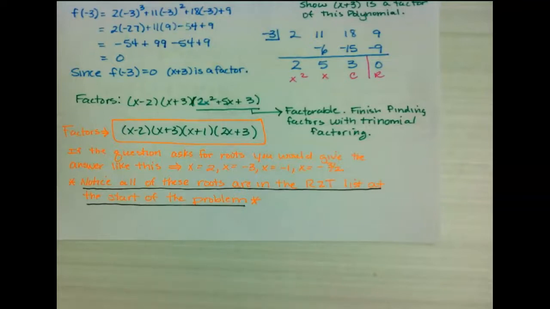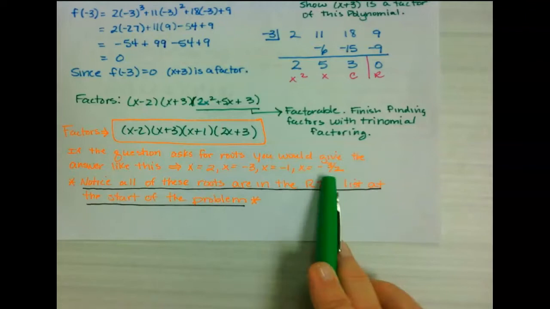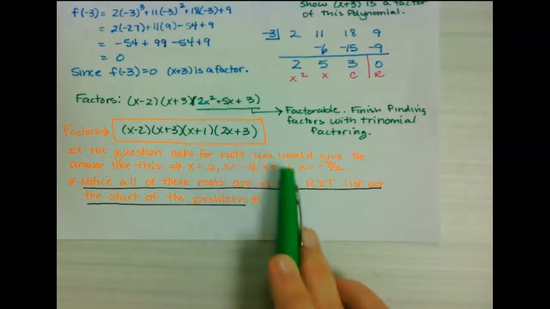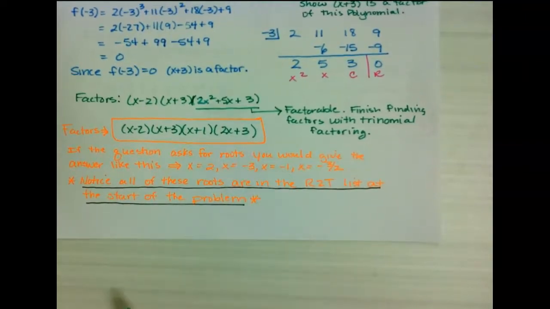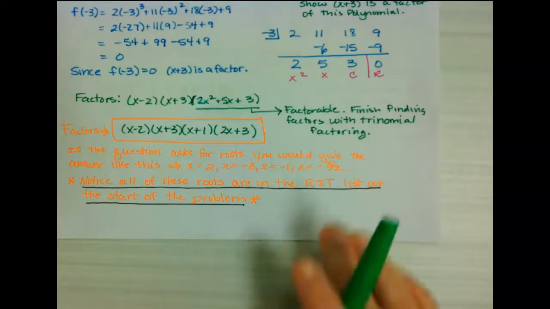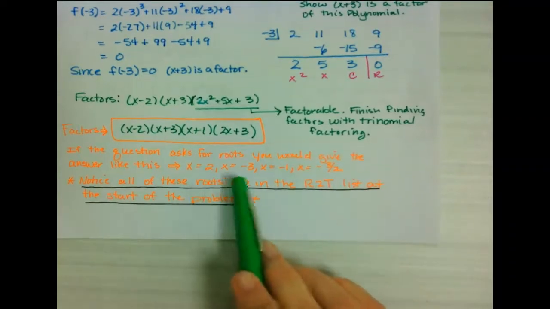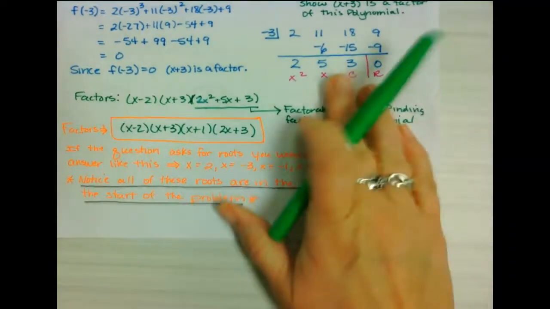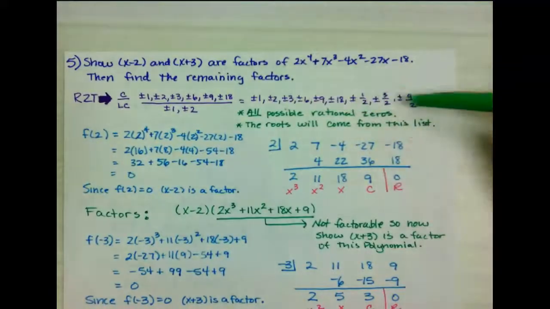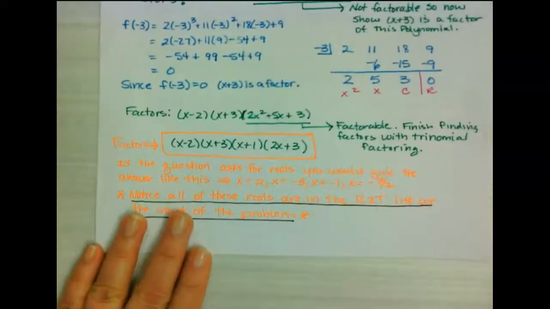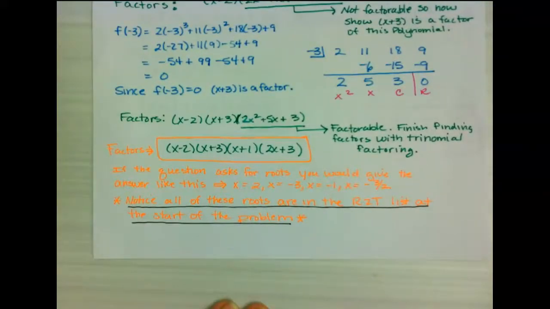You would give the answer like this, not like this. Factors, roots. You've got to know the difference. Notice all of the roots are in the rational zero test that we listed out at the start of the problem, right? So 2, -3, 1, and -3/2, and they're all in this list right here. Okay, so that takes care of question 5.